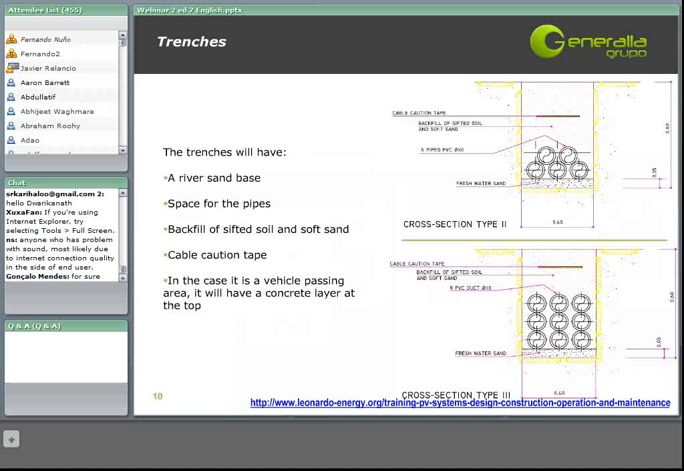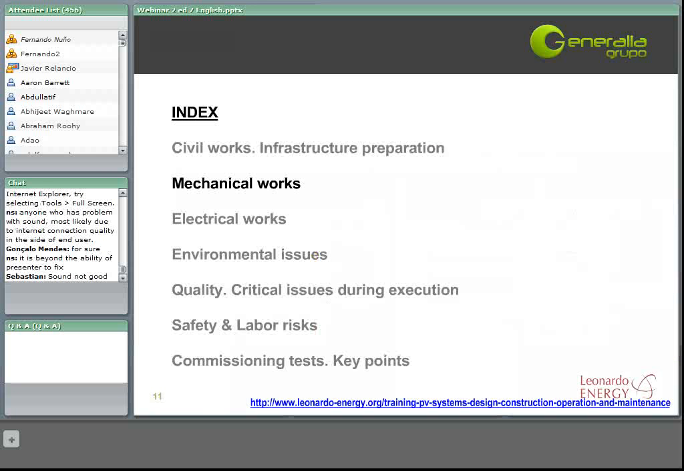If vehicles are supposed to pass by the area where a trench is going to be set, then a concrete layer should be set at the top. With these civil trenches, we end with the civil works and we go towards the mechanical works.